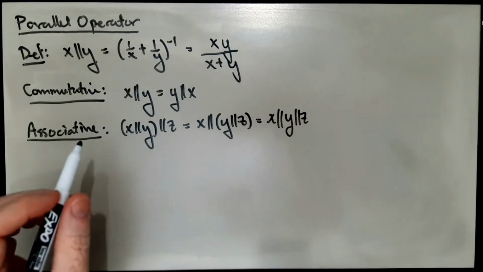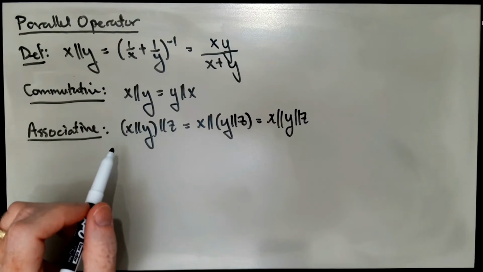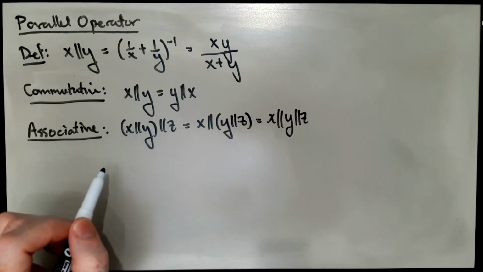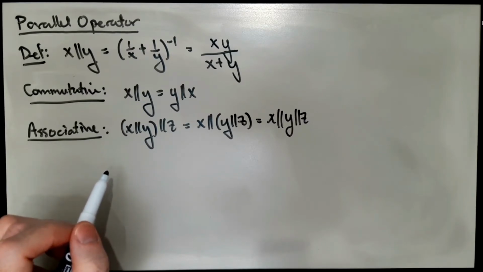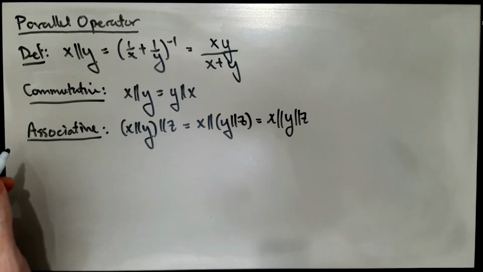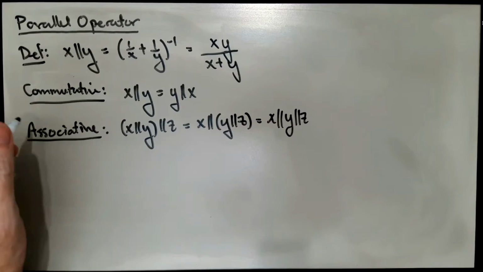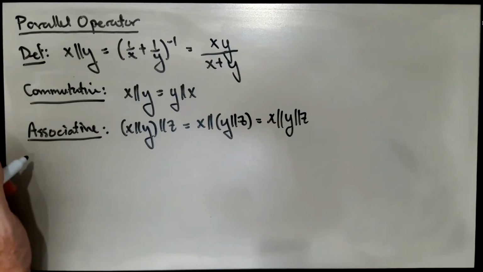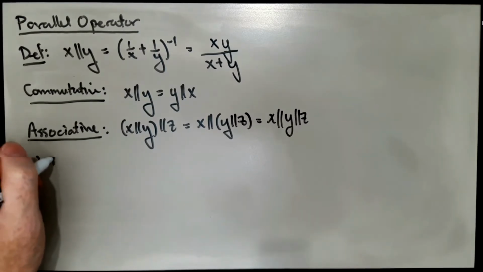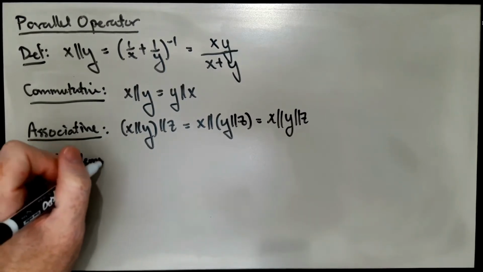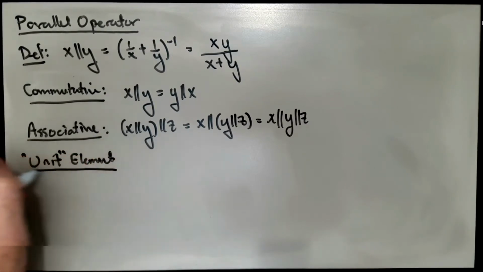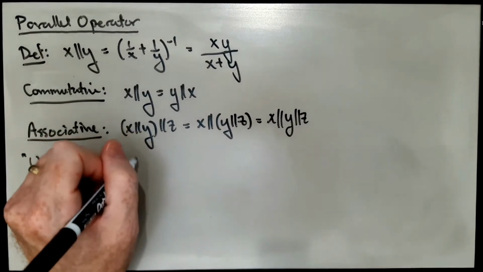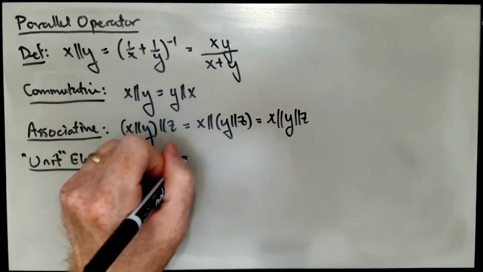All of these properties basically follow from the definition and the associativity, commutativity, and whatnot of multiplication and addition. So we're not going to go through and prove them all, but we're just going to state the properties. So just like there's a unit element for addition, that would be 0, and for multiplication that would be 1, the unit element for the parallel operator is basically infinity. So x parallel infinity is equal to x.